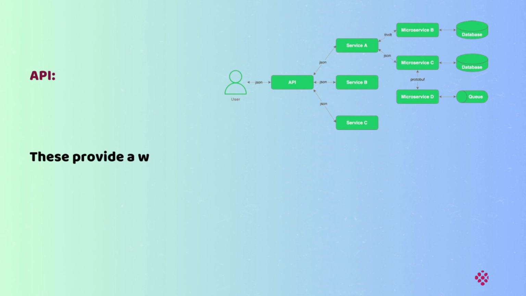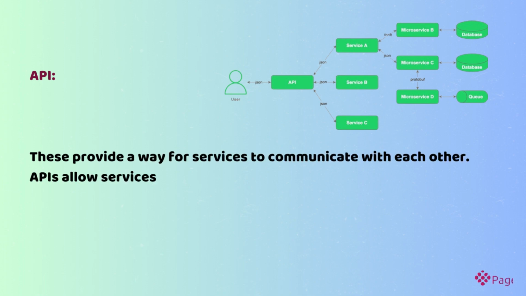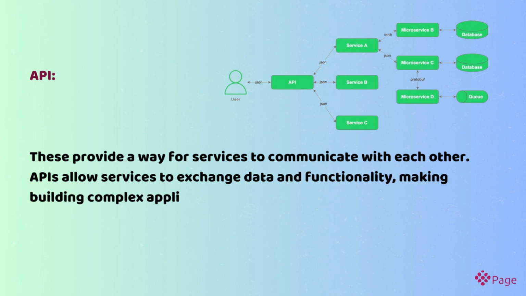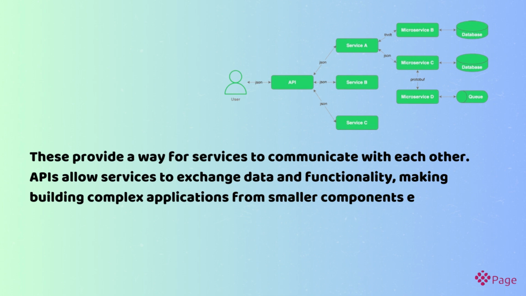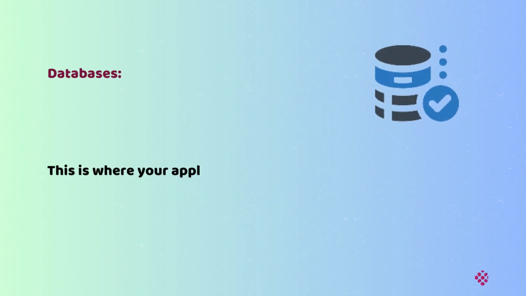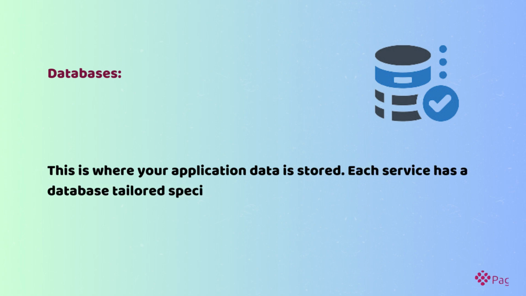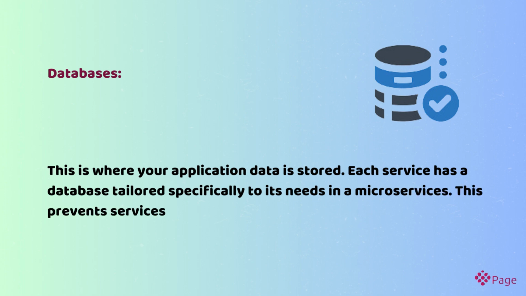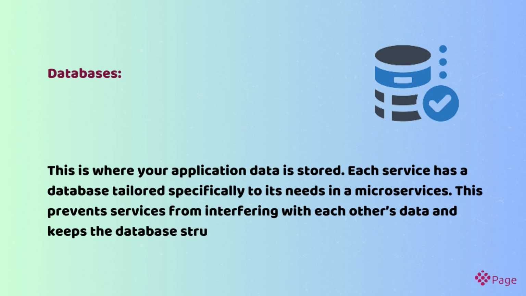APIs. These provide a way for services to communicate with each other. APIs allow services to exchange data and functionality, making building complex applications from smaller components easy. Databases. This is where your application data is stored. Each service has a database tailored specifically to its needs in a microservices architecture. This prevents services from interfering with each other's data and keeps the database structure simple and clean.